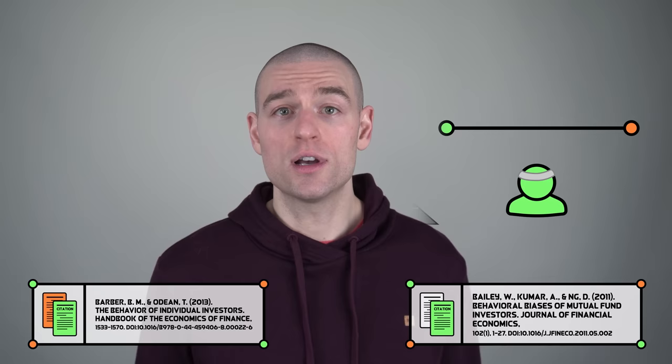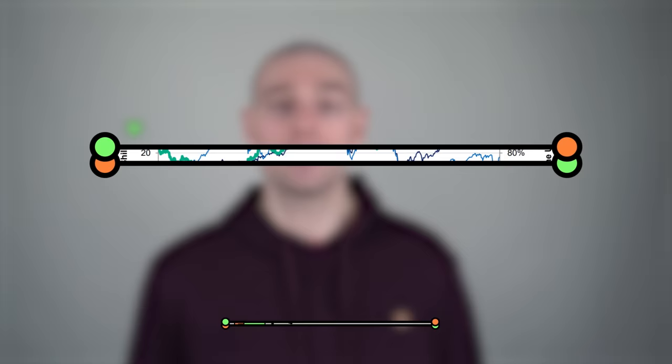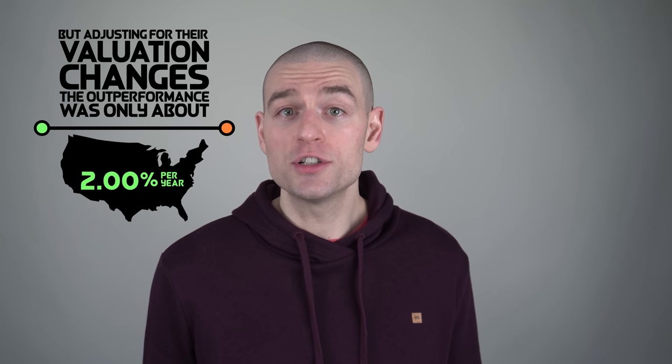In a 2021 article titled "The Long Run is Lying to You," Cliff Asness showed that from 1980 through 2020, nearly all of the outperformance of the S&P 500, which closely tracks the US stock market, compared to the IFI index, which represents 21 developed markets excluding the US and Canada, is explained by US stock prices getting more expensive relative to their cyclically adjusted earnings. Over this period, US stocks outperformed by about 2% per year. But adjusting for their valuation changes, the outperformance was only about 0.4% per year.